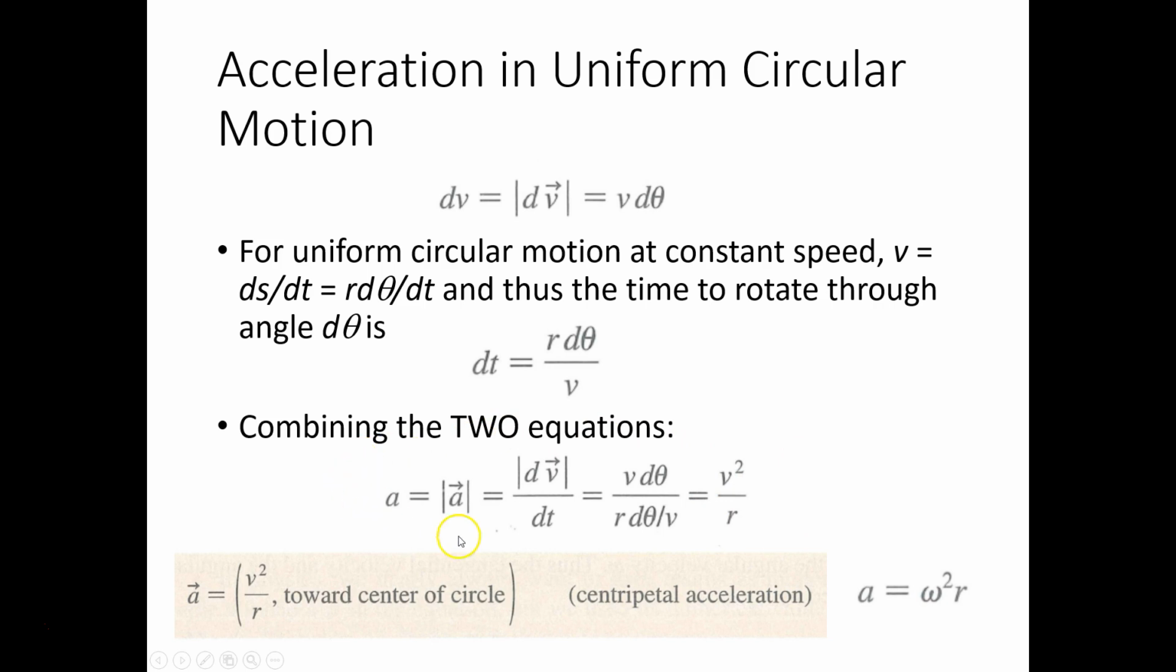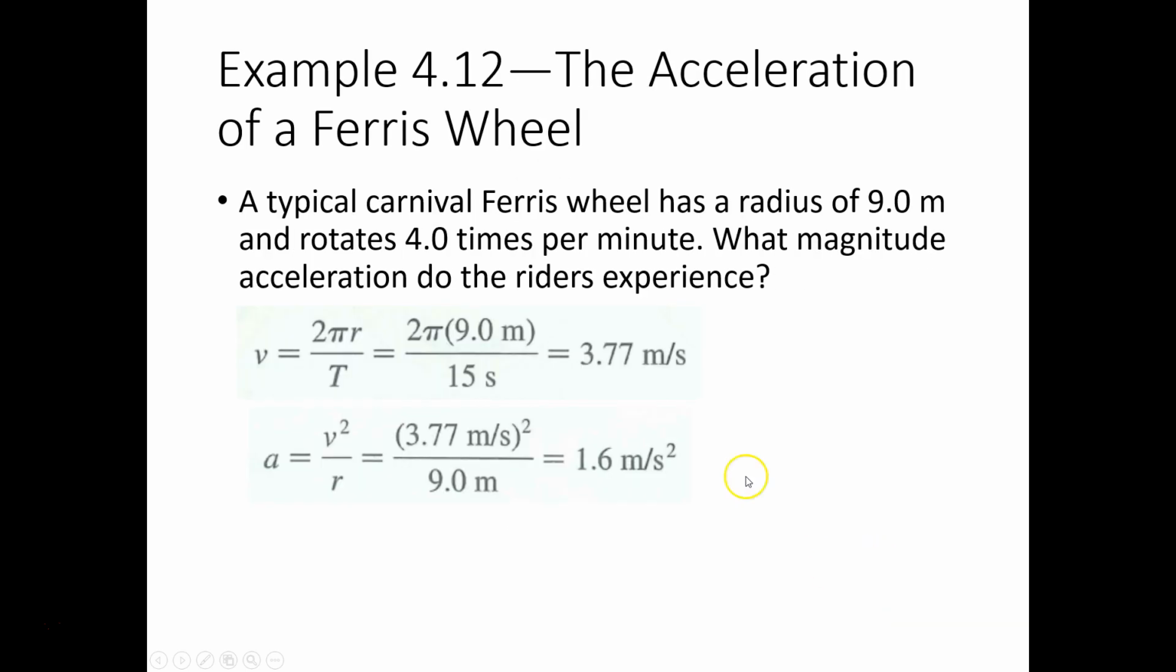So you've seen this equation before. If I want the acceleration, that's just the angular velocity squared times the radius. So there's another equation where we're just multiplying by the radius in order to get this centripetal acceleration. This is not angular acceleration, okay? This is centripetal. This points towards the center of the circle.